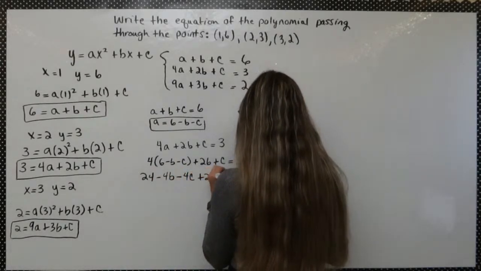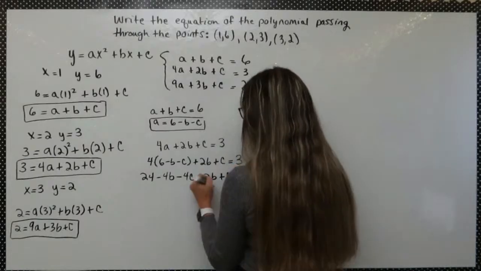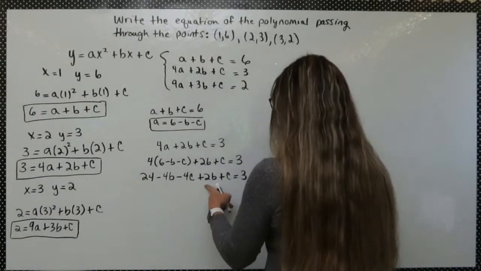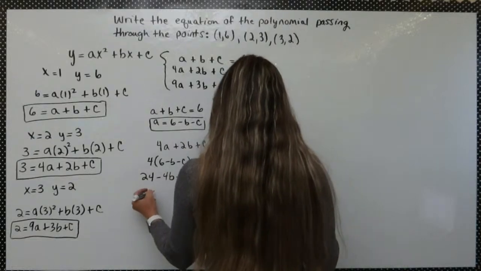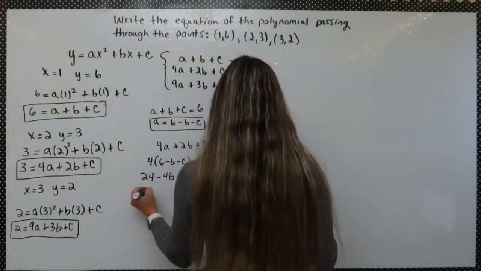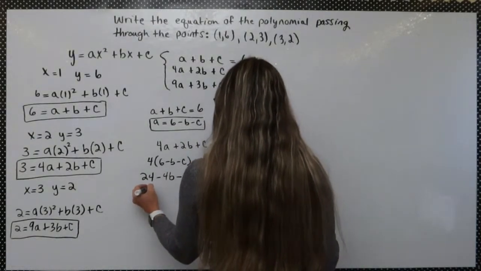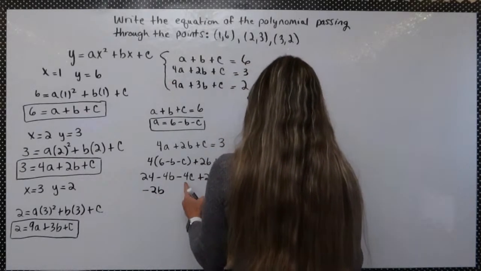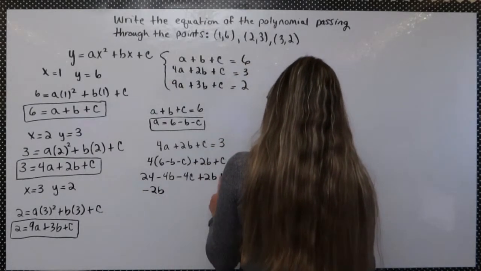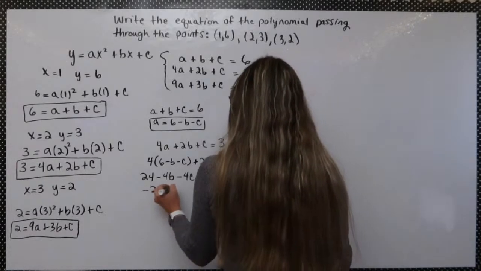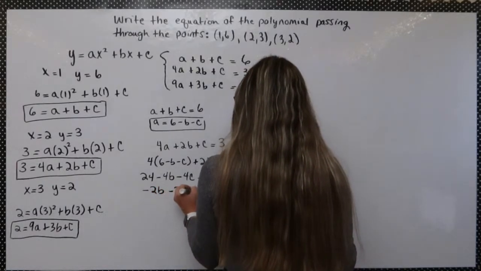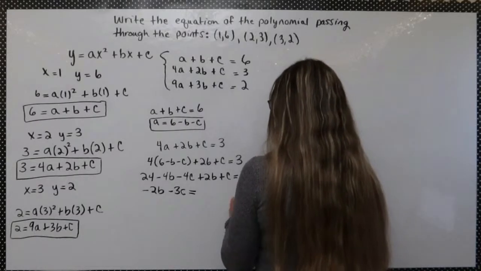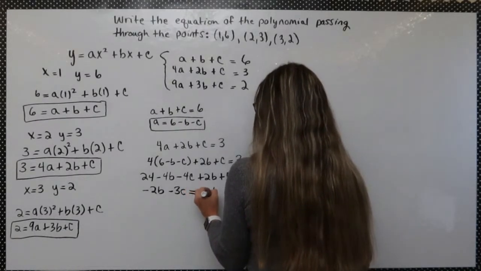Now we're going to combine like terms, so anything alike that we can add. We've got the b's. So it's going to be negative 4b plus 2b is negative 2b. And then minus 4c plus c is negative 3c. And then we're going to subtract 24 from both sides. It's going to give me a negative 21.